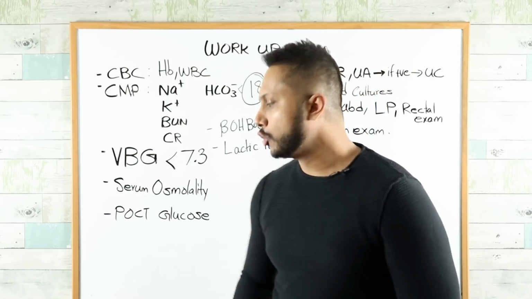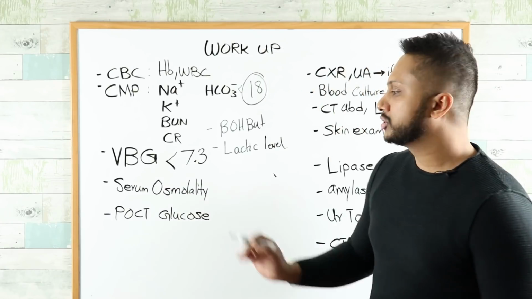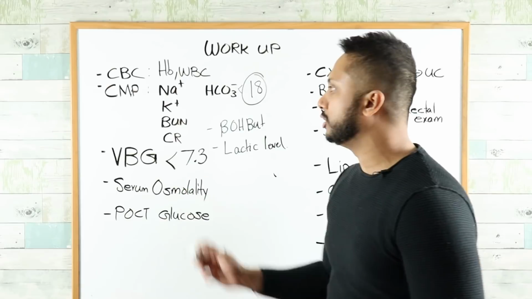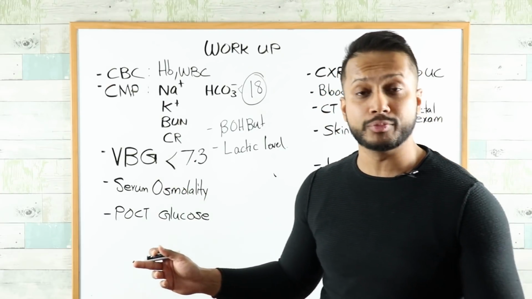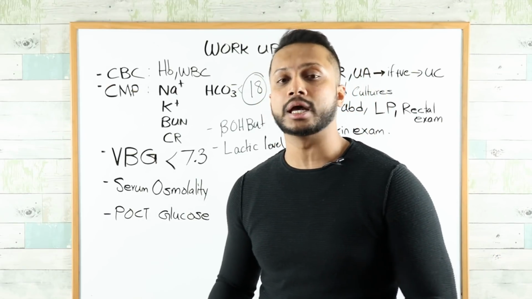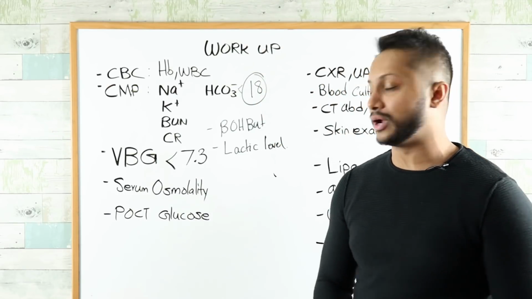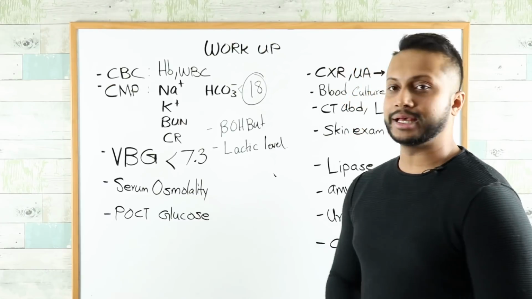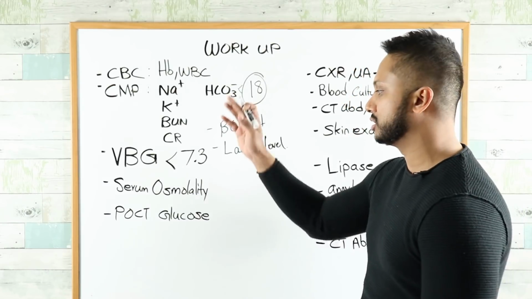Alright, next we're going to go on to your serum osmolality. So serum osmolality, you could calculate it using your equation which I've shown you before, which is 2 times sodium plus glucose divided by 18 plus a BUN divided by 2.8. Alright, so you can get a serum osmolality level by using this equation.